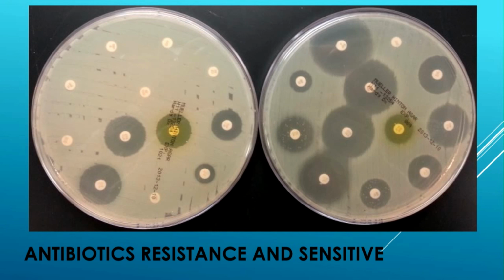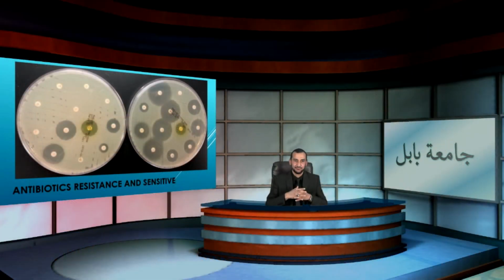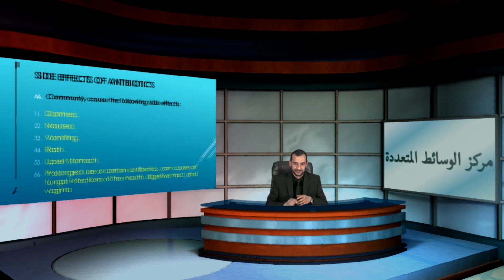How do we know the microorganism, especially pathogenic microorganism, can resist the antibiotic? This figure shows this. Note the clear zone. This means the antibiotic is sensitive. No clear zone means the bacteria are resistant. This continues with time, increasing the resistance by misuse of antibiotics.